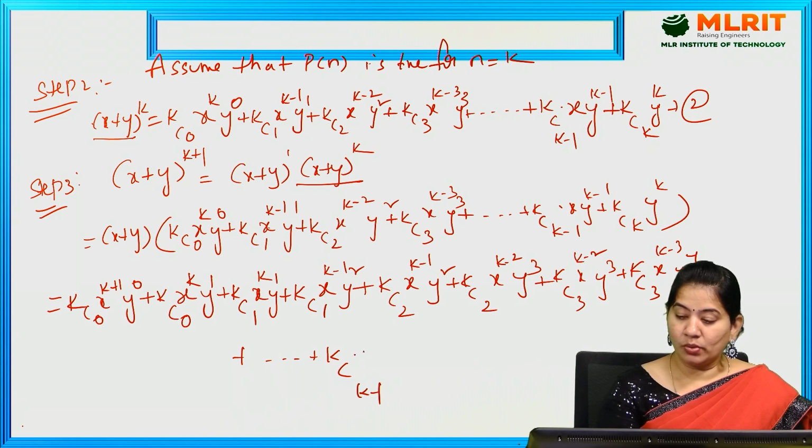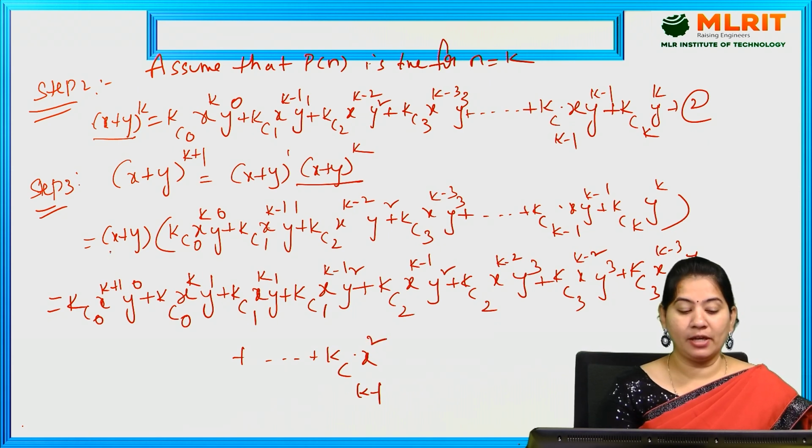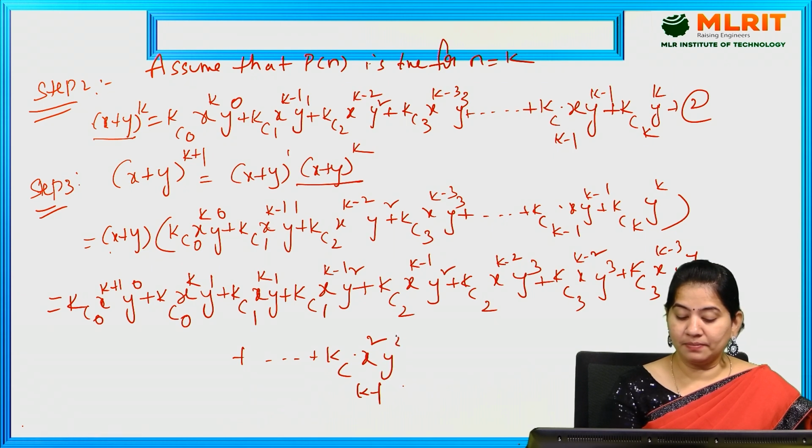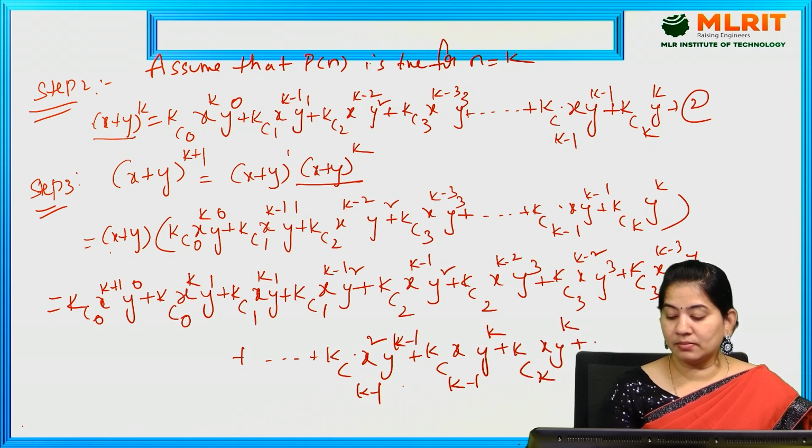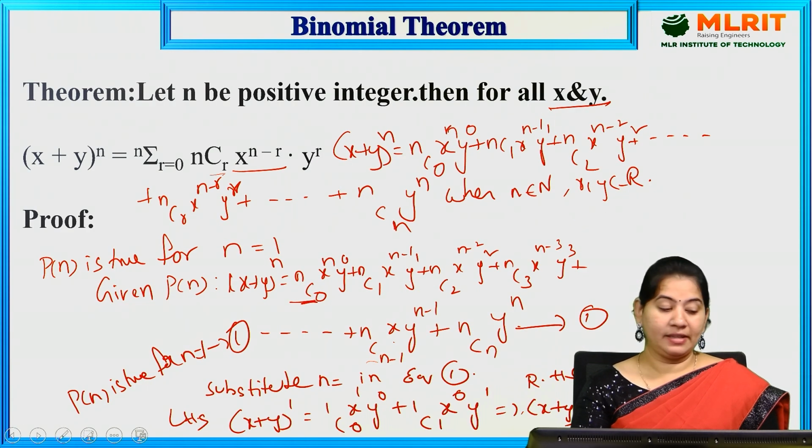kC(k minus 1) into x power k minus 1 plus 1, which is x square, into y power k minus 1. Plus kC(k minus 1): here I'll get only x power k minus 1 plus 1, so I'll get y power k. Next kCk x y power k plus kCk y power k plus 1. So this is how you will get the expansion.